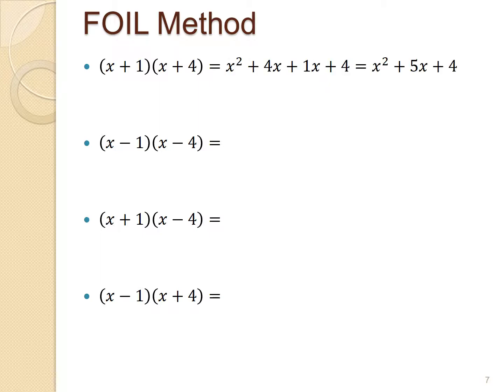Then you do the outer, so that's going to be this term, the x, multiplied by this term, and we get the 4x. Then we multiply the inner terms, which is going to be this x and this 1, so we get 1x. And then, of course, the final is to do the last in each parenthesis, so we get 4 times the 1, and we get 4. Combine like terms, we get x squared plus 5x plus 4.